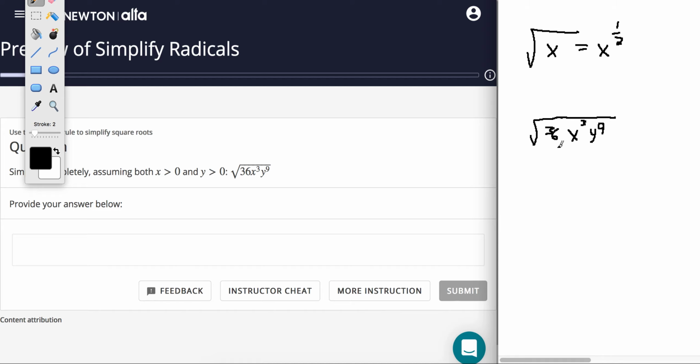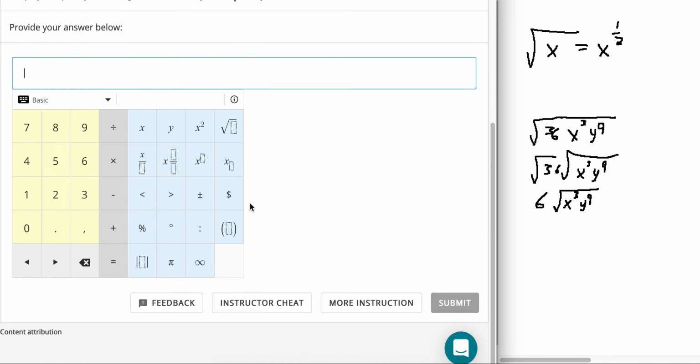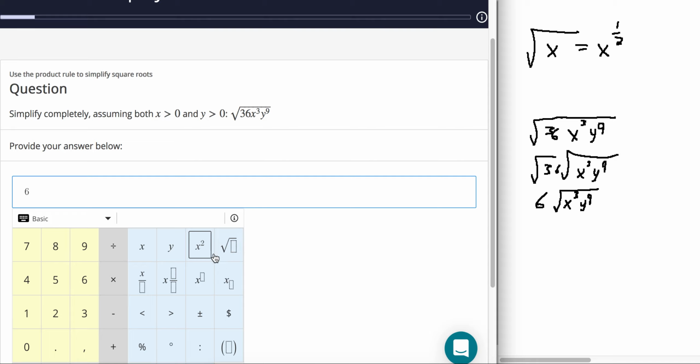I know the square root of 36. So I know 36 is divisible by 9. Oh, wait a second. Hold on. The square root of 36 is just 6, right? So you could break this up as separate square roots like this in your head. And the square root of 36 is just 6. Yeah, I don't know. That's where I would leave it. Let's see if this is what Newton is looking for.